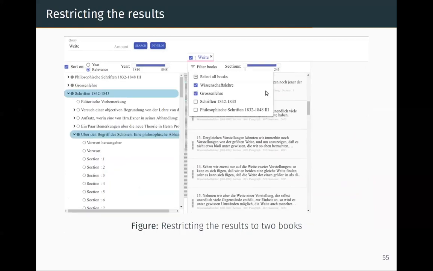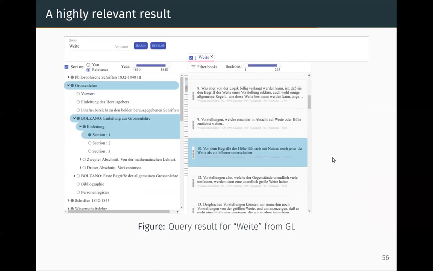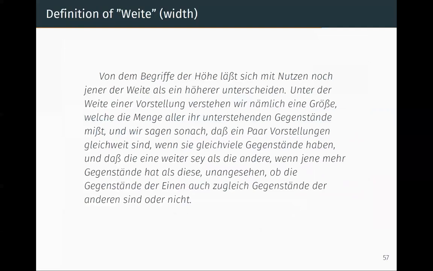So we can filter out the irrelevant ones, because there is this filter books option, so we select only the books that we are interested in. And then we find already the 10th result in the list, a very interesting result. There are some buttons from which you can go from the search result directly to the original text. So that's what we do. And there we immediately obtain the definition of Weite, of width.